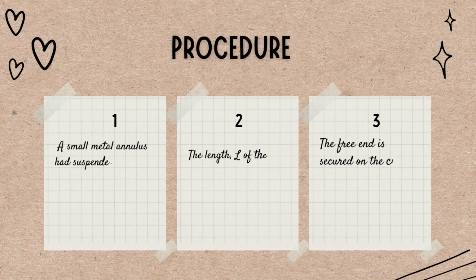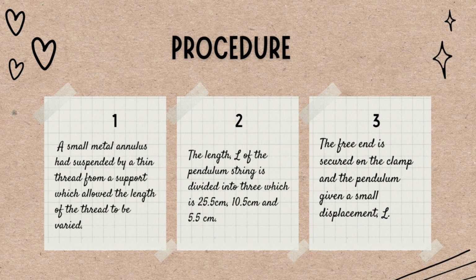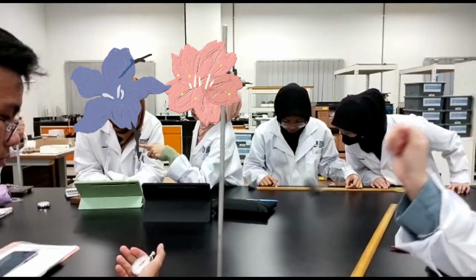The procedure. Step 1. A small metal annulus is suspended by a thin thread from a support which allows the length of the thread to be varied. Step 2. The length L of the pendulum string is divided into 3, which are 25.5 cm, 10.5 cm, and 5.5 cm.